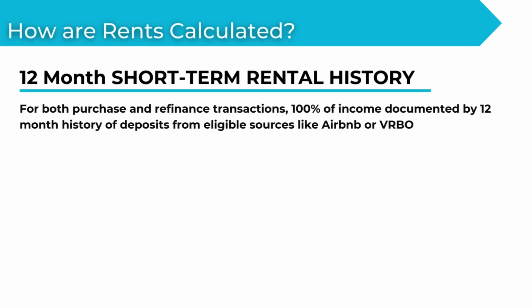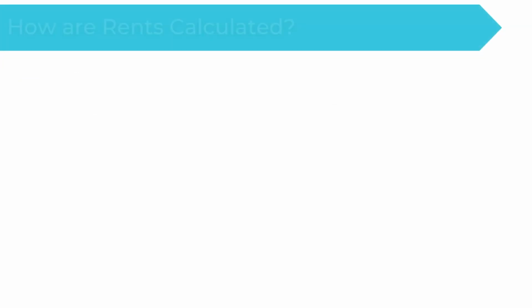Now, if the property is vacant, 100% of the market rents may be utilized on a purchase transaction. Now, if you plan on renting the property on a short-term basis and it does have 12 months history, then for both purchase and refinance transactions, the lender will use 100% of the income documented by 12 months history of deposits from eligible sources like Airbnb or VRBO. Now, some lenders do take out 20% for being able to run the short-term rental. So again, it's important that you ask these questions up front so that you know the property ratios before you start spending time and money on the inspections and the appraisals.